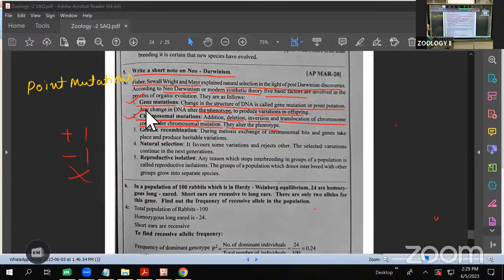Next is genetic recombination. Clear? During meiosis division, the formation of the gametes, exchange of chromosome bits and genes takes place and produces heritable variations. The recombinant DNA has changes in the chromosomal structure, which is why heritable variations occur. That we call genetic recombination.